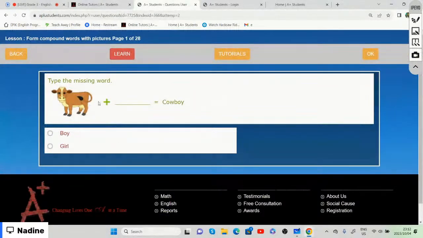We need to type the missing word. Here we have a cow, right? Plus what equals cowboy? Is it cow plus boy or cow plus girl? That is cowboy. We need to choose the correct one.